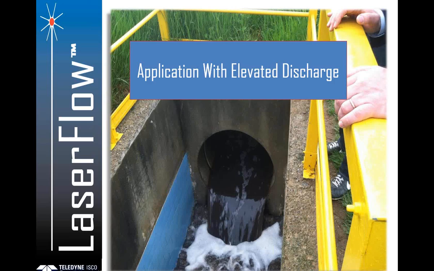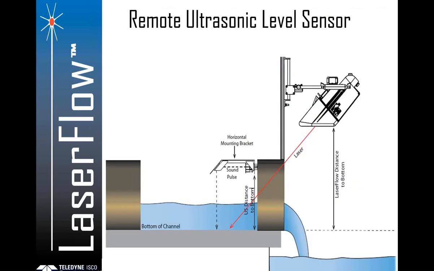What we're going to highlight now are some previously difficult to measure situations with submerged probe type area velocity flow meters, and just how you can make your non-contacting device work in these difficult situations.